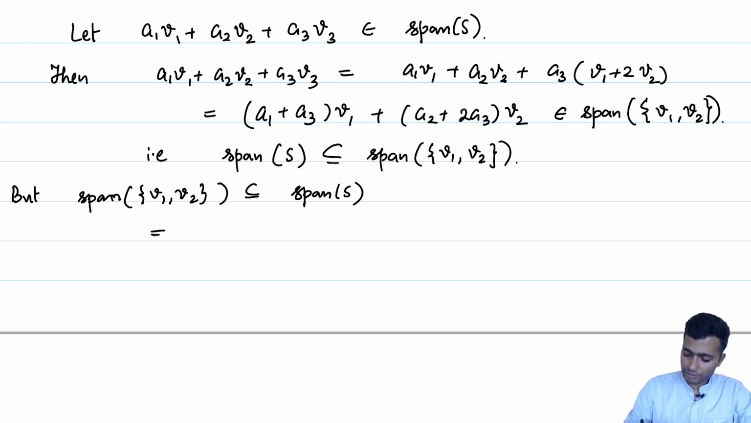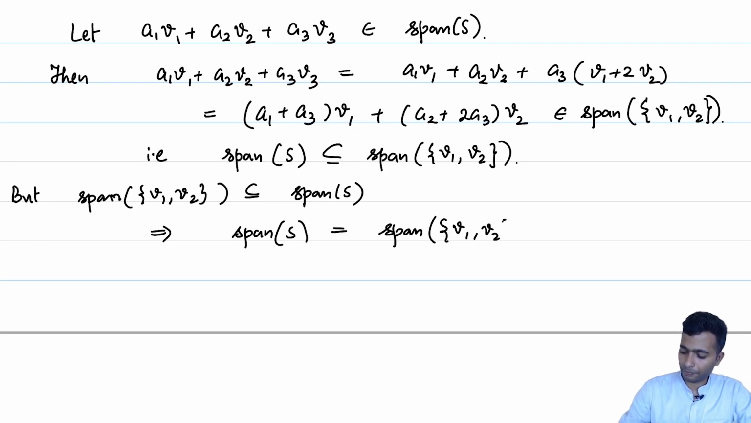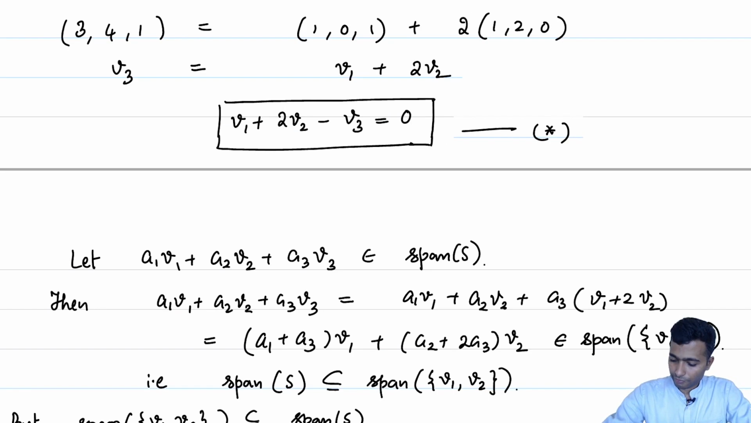And therefore, for looking at the span of S, we have to only look at the span of V1, V2. But what does that mean? This means that to study the span of S, an element of S, namely V3, is totally redundant. And that is because of what is happening in this box: V1 plus 2V2 minus V3 is equal to 0. This is what is referred to as a linear dependence of V1, V2, V3. So, let us capture that in a definition, linear dependence.